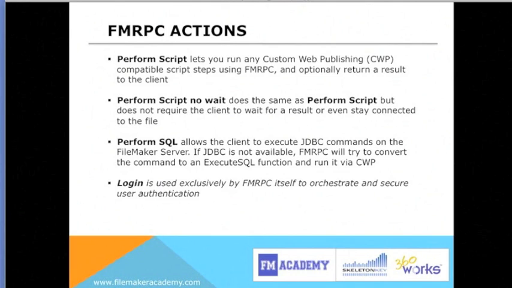And then perform SQL. In this case, it executes JDBC commands on the FileMaker server, and that, you'll see in a second, lets you do all kinds of things beyond just select. And then, of course, if JDBC is not available, it's smart enough to say, let's see if I can use the execute SQL function to do that. That'll only work if you're doing selects, but at least you won't have to reconfigure your script or your call. It'll self-adapt. There is another action called login, which FMRPC uses specifically to handle authentication, which we're going to cover toward the end of the slideshow here.